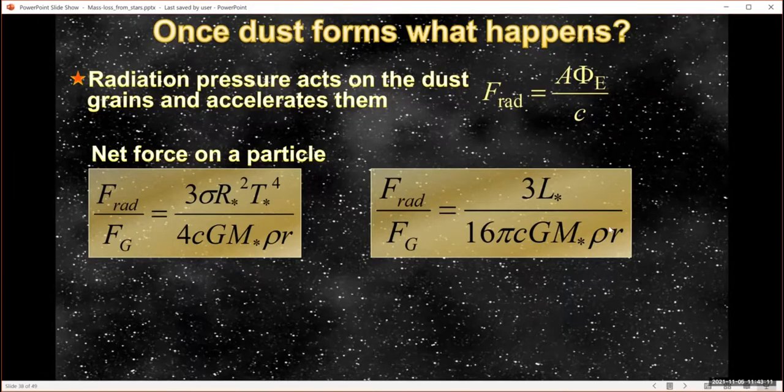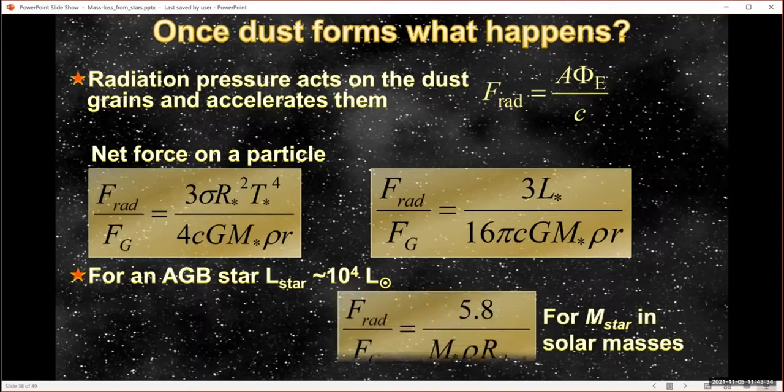And so here I've got something in terms of the brightness of the star and the mass of the star, the density of the dust grain, and its size. For an AGB star, we have a luminosity of 10 to the 4 solar luminosities. And so we can plug that in and plug in all the numbers. This is converted so that the mass would be in solar masses. And this is the size of the dust grain and density of the dust grain.